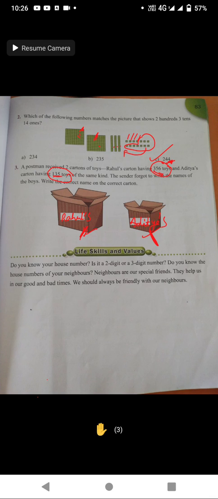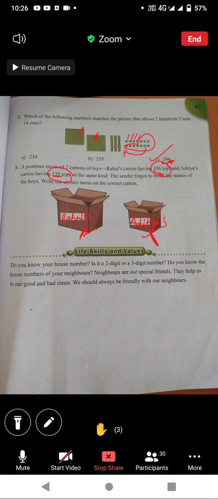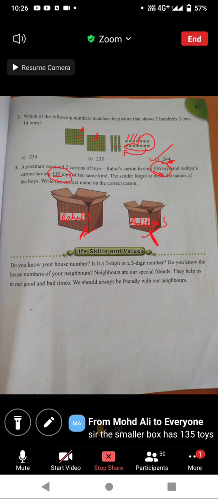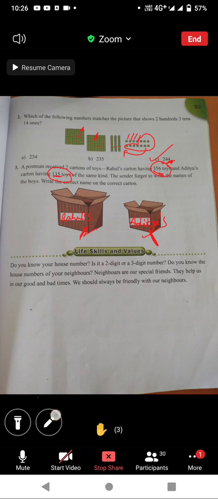How will you solve this question? Students, I have taken the wrong questions here. We were doing page number 18, review time, so we have done wrong questions here. Now I am solving this question myself. Everybody pay attention here.